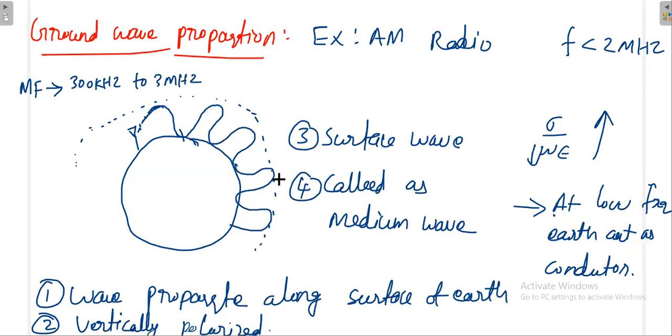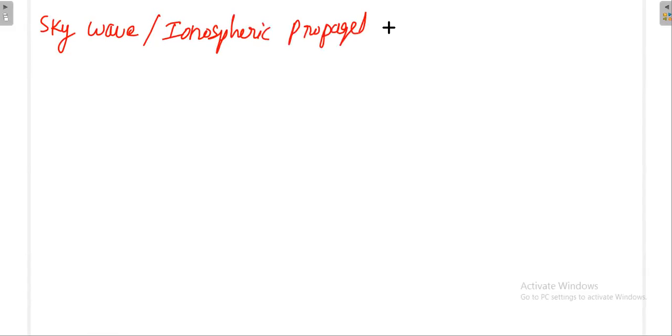Then the next one is sky wave, or ionospheric propagation. Somebody tell me, what is the difference between the sky and space? Which is at the larger distance? Generally, people get confused between sky wave and space wave propagation. Any idea, Arka? Sky, larger distance.